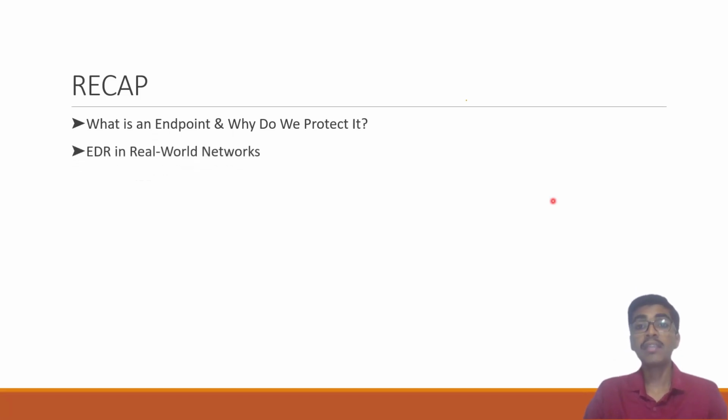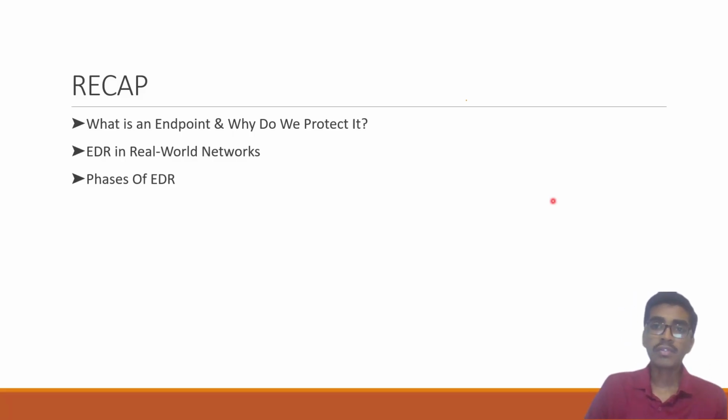We saw this in great detail in the last video, also about real world networks. And at last we saw the phases of EDR. In different phases we are building EDR, the endpoint detection and response system. The two major phases we discussed are: phase one, the EDR agent or desktop application, and phase two, the remote or cloud web console. Right now we will be working on phase one, that is the desktop application.